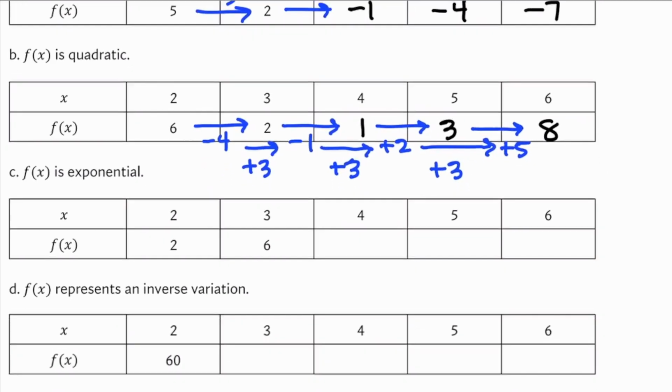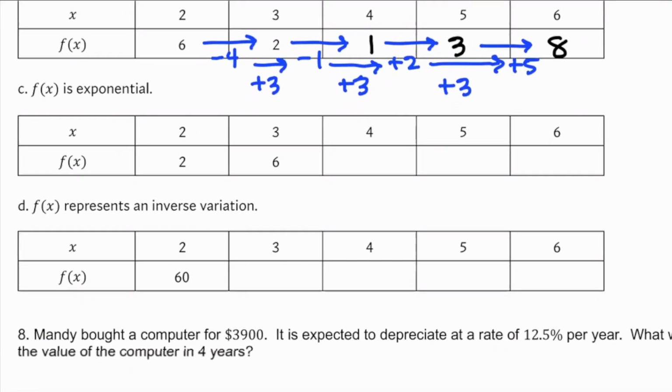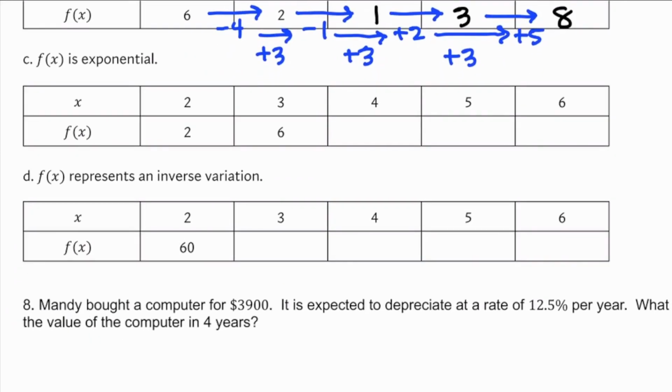But in multiple choice, it's like which of these represents a quadratic table. We're just looking for the one that has a constant second difference, and there would only be one right answer.